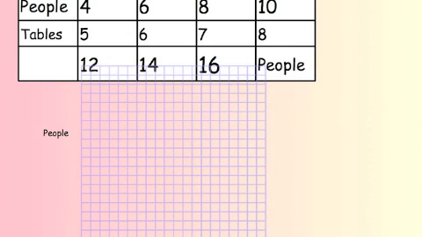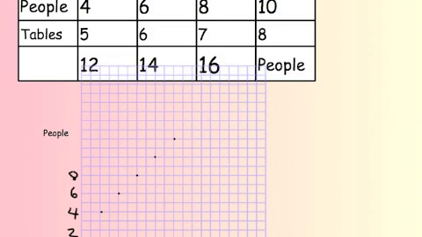So if I have 1 table, I'm not really drawing this to scale just because of the square and the limitation here that I have. But if I have 1 table, I can sit 4 people. If I have 2 tables, I can comfortably sit 6 people. If I have 3 tables, I can sit 8 people. And you probably notice the pattern.